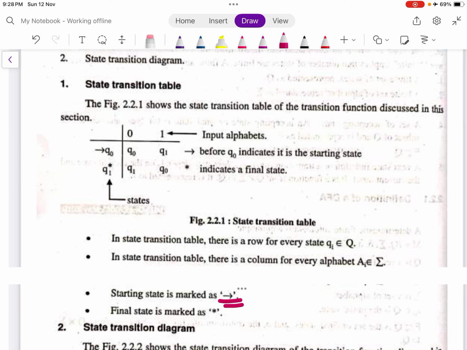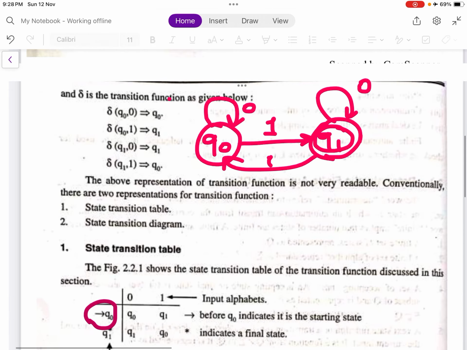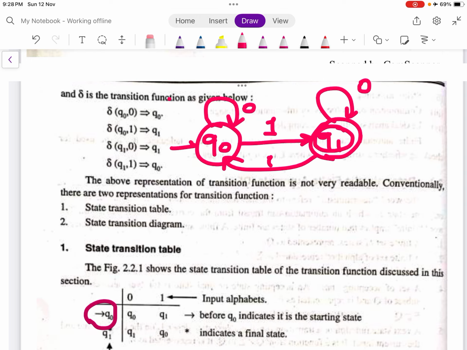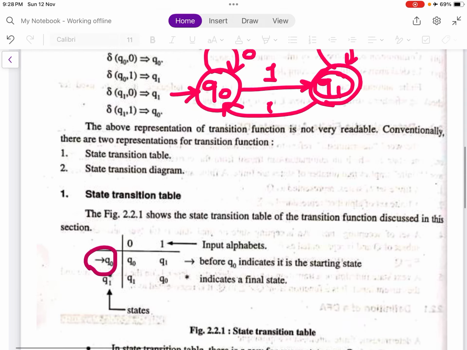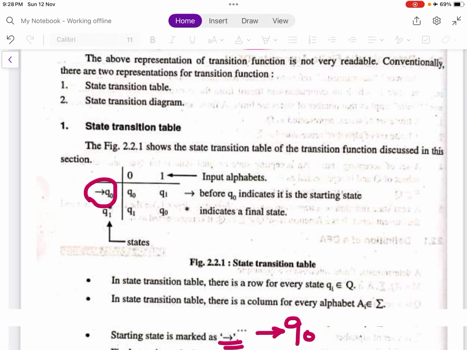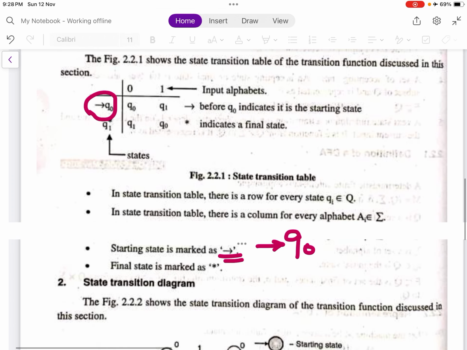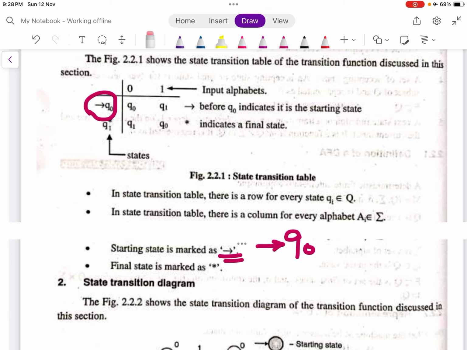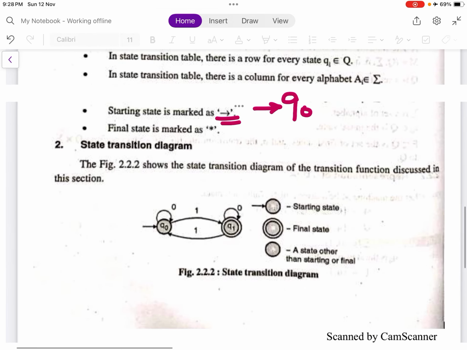Why is it marked with an arrow? To symbolize that this is the starting state. So Q0 is your start state, so Q0 is marked with an arrow. In this diagram also we write an arrow here. Why? Because to tell that Q0 is your start state. Q1 is your final state, so Q1 is marked with an asterisk.